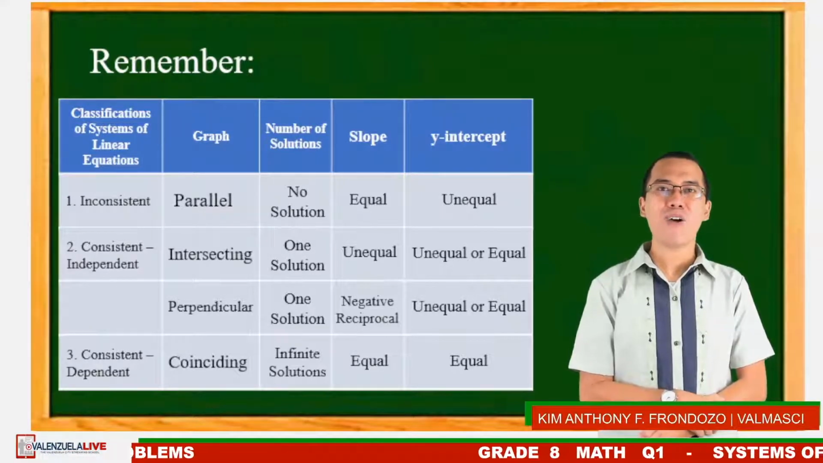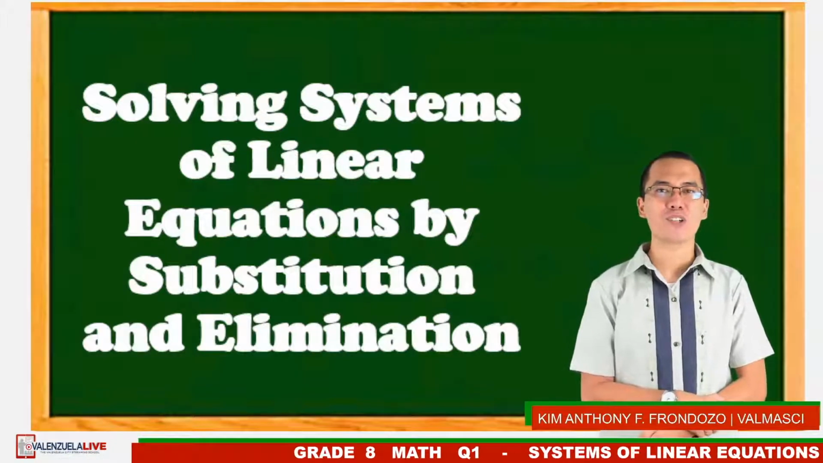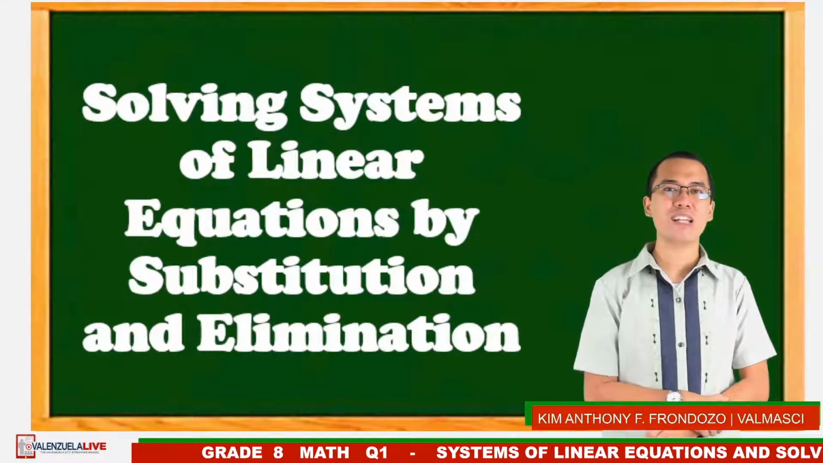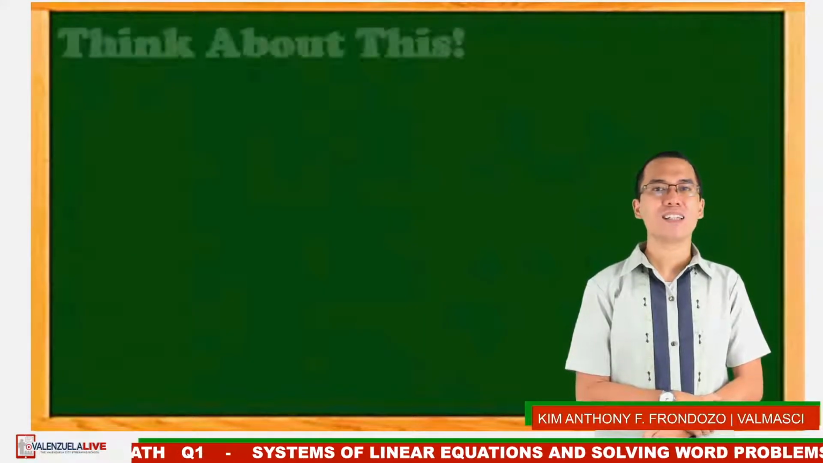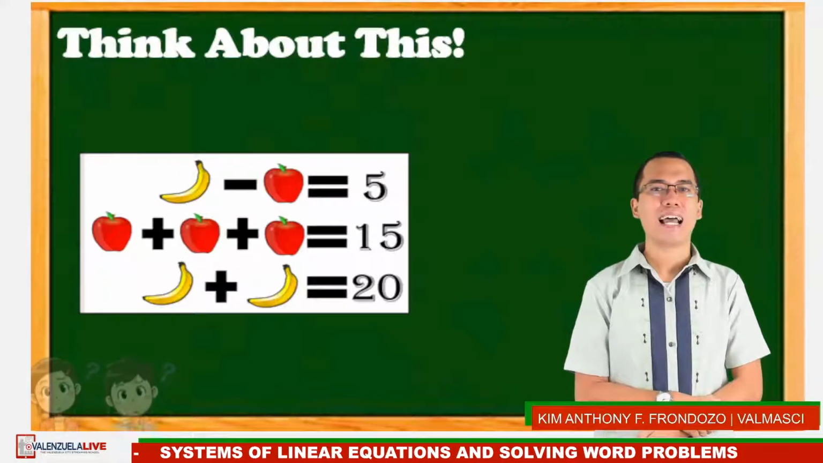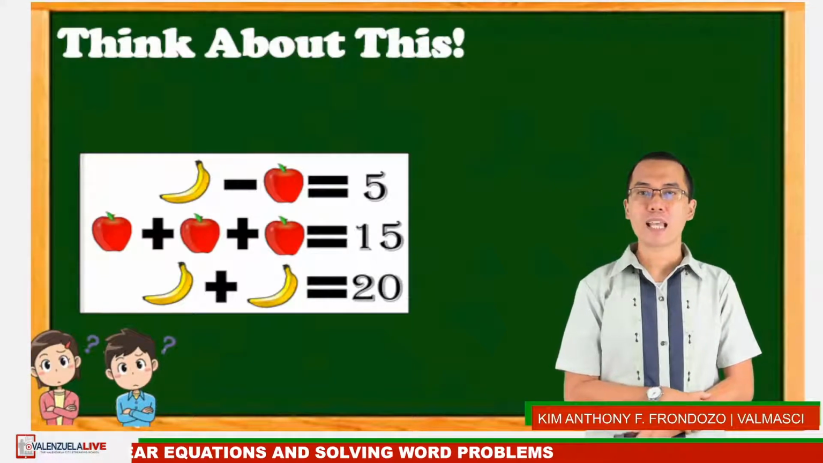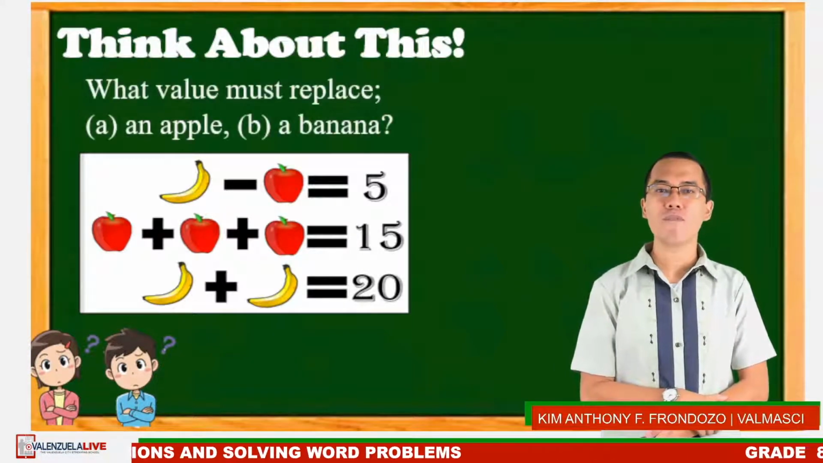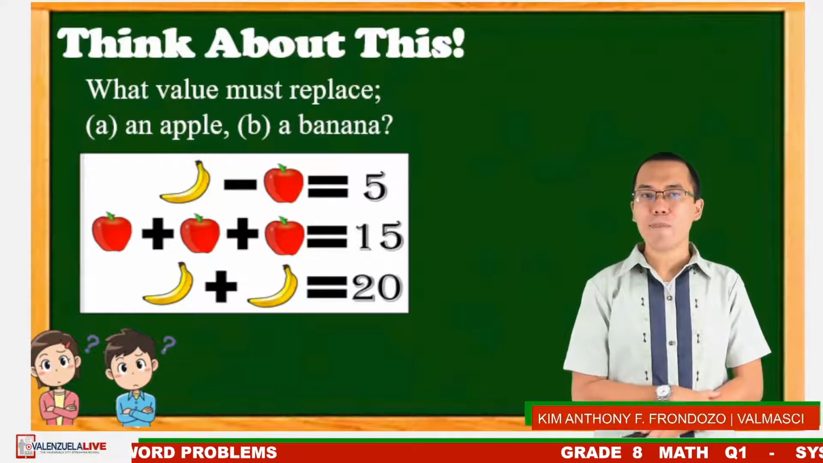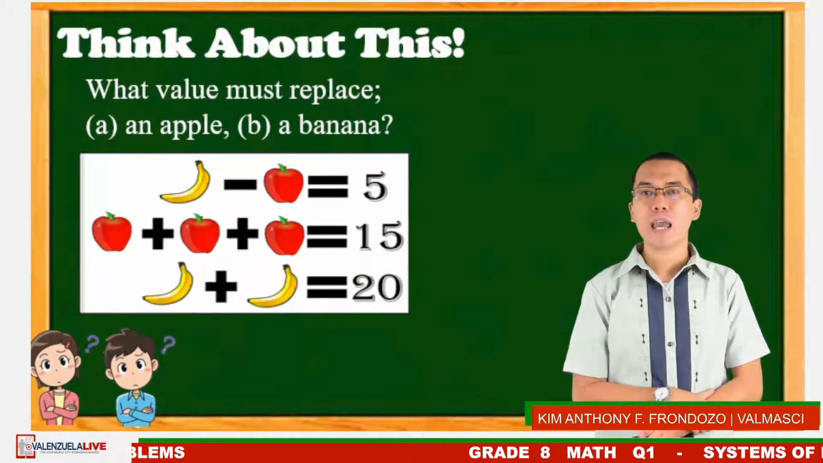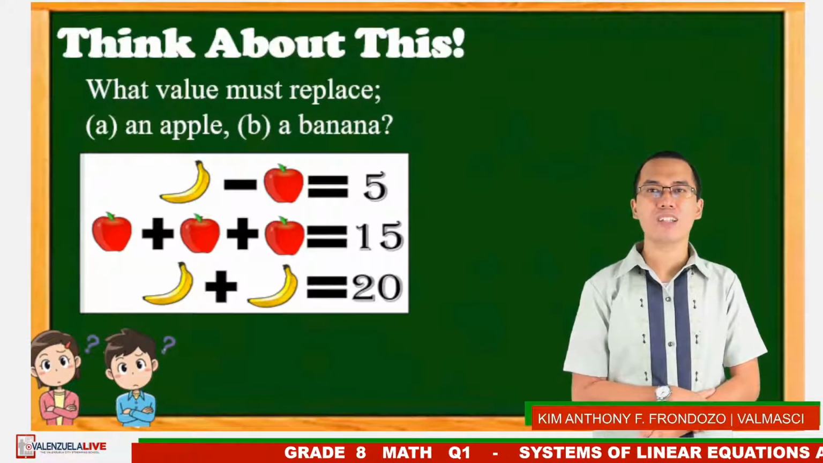Now, let's have our second topic about solving systems of linear equations by substitution and elimination. But before that, think about this. Analyze the given picture. For 5 seconds, I want you to find the value of what must replace the letter A, an apple, and the letter B, a banana. So timer starts now.